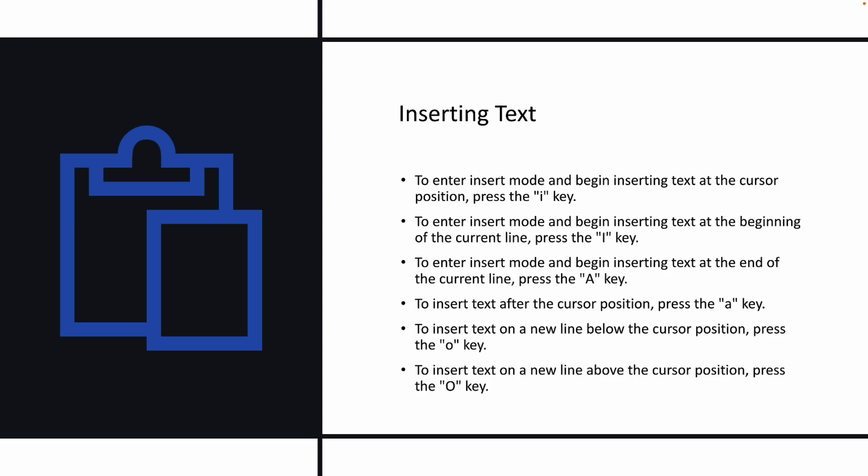To insert text on a new line below the cursor position, press the lowercase o key. To insert text on a new line above the cursor position, press the uppercase O key. So this might be a little bit confusing right now, but we'll run through the commands, we'll frame up this discussion, and then it'll all be much clearer when we go through the demonstration. So let's go ahead and go to our next group of commands.